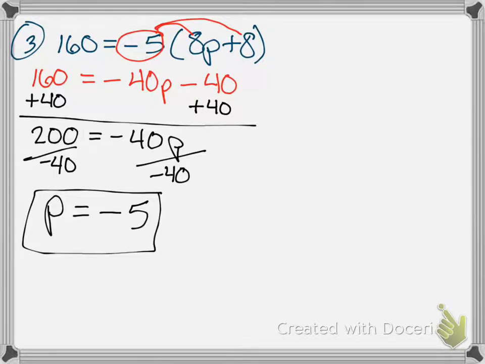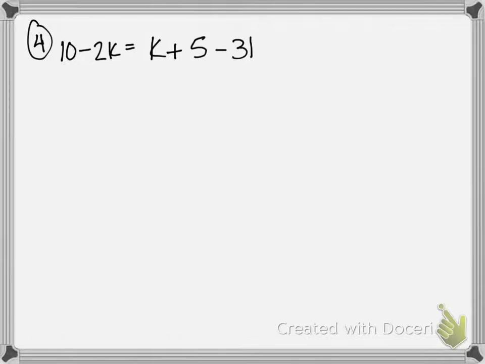So I have 2 more examples for you guys. So example 4, we have 10 minus 2k equals k plus 5 minus 3k. So I don't see any parentheses, so we're not distributing. So instead, all I have to do is combine my like terms.